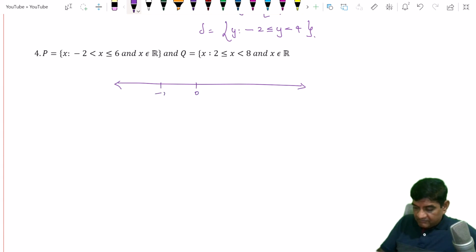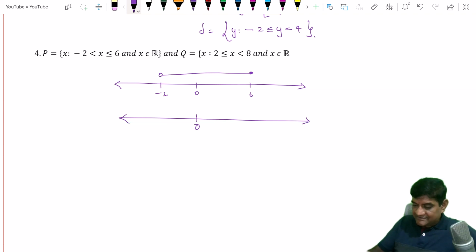0, -2, and then a 6. 6 is included, -2 is not included, and the next one is, write 0 at the same spot as the earlier equation. 8 over here, and then a 2 over here. 2 is included, 8 is not included.